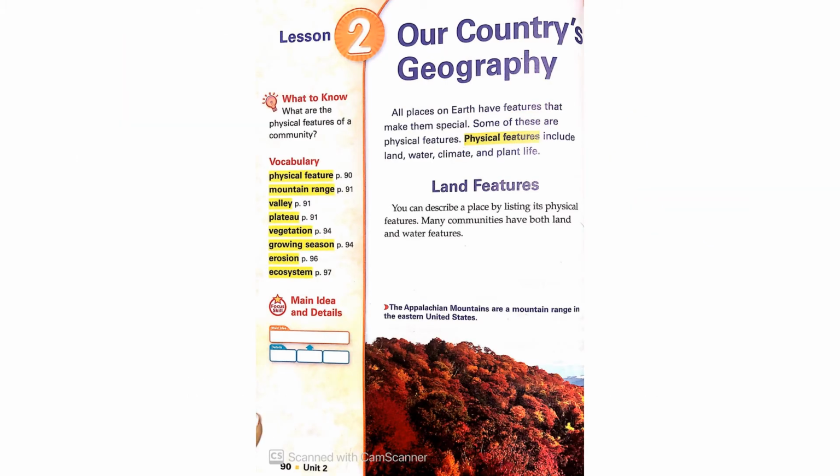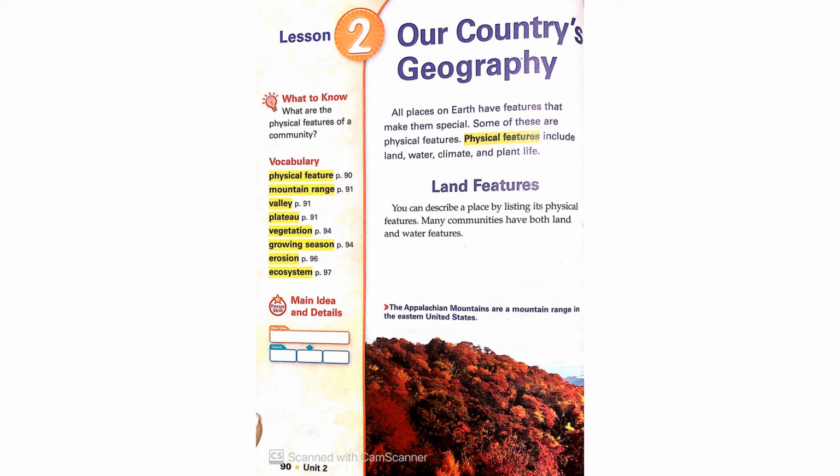Alright, so let's begin reading. Lesson 2, our country's geography. All places on earth have features that make them special. Some of these are physical features. Let's look at the definition of physical features. Physical features include land, water, climate, and plant life. Now I want you to focus on this vocabulary as we read this lesson.